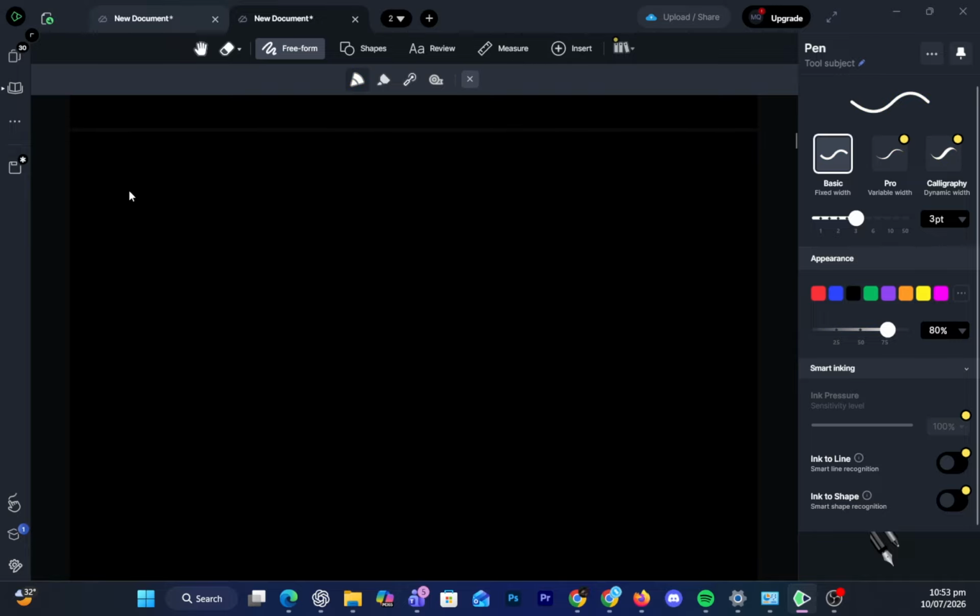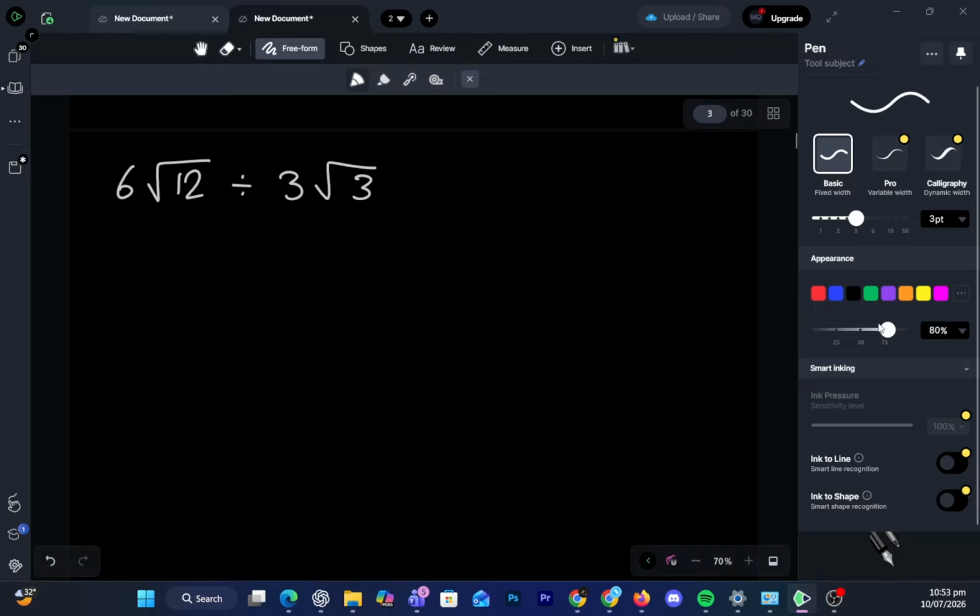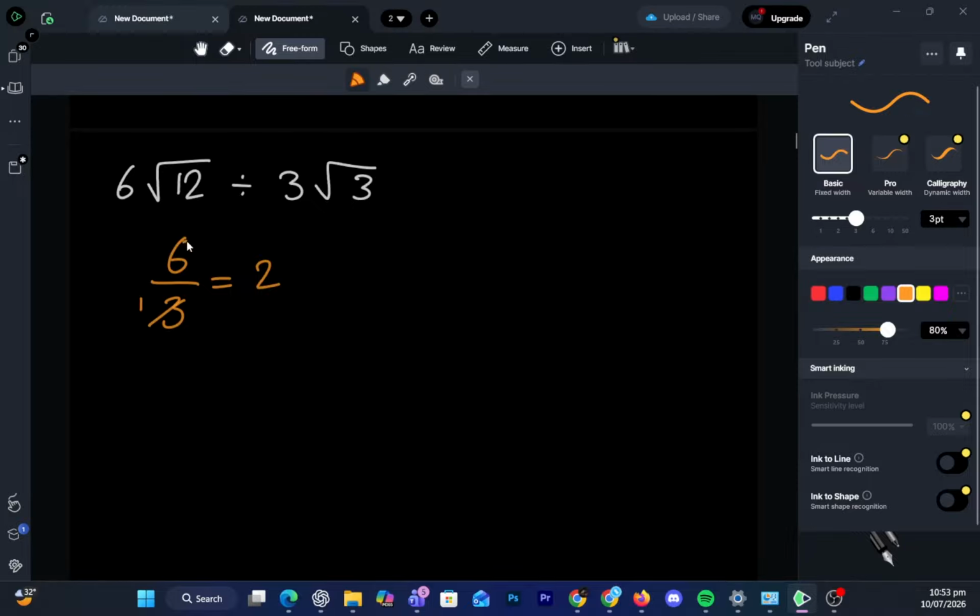Now let's look at another example. Simplify 6 under root 12 divided by 3 under root 3. This question has numbers outside the square roots as well. So we'll solve it in two parts. First, divide the coefficients. 6 divided by 3 equals 2. Next, divide the surds.